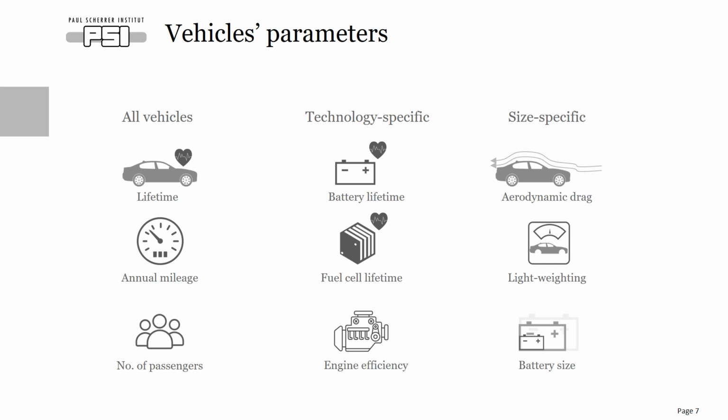And also, the efficiency of the engine will differ across the powertrain technologies. We know, for example, that electric motors are much more efficient than internal combustion engines. And then we have parameters that are specific to a given size class. For example, the aerodynamic drag coefficient will be smaller for small city cars than it is for SUV vehicles. Also, the rate of lightweighting to be expected in the future will be different depending on the size of the chassis. And finally, the size of the battery for battery electric vehicle will differ across size classes.